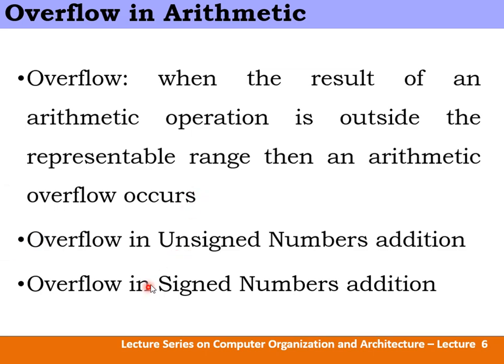Now overflow can be considered in the case of unsigned numbers as well as signed numbers. Overflow in unsigned numbers occurs whenever there is a carry out from the MSB position. So when we are performing an addition operation with unsigned numbers, if a carry is generated from the MSB bit, then we say that an overflow has occurred. Similarly, in the case of signed numbers, when we are performing an arithmetic operation, there can be an overflow occurrence. So let us check how that overflow occurs.